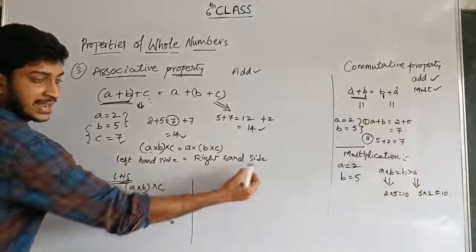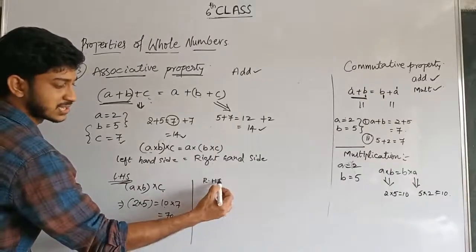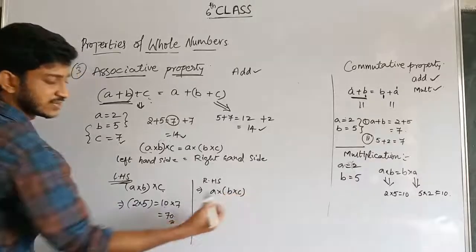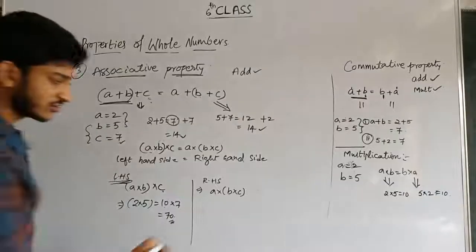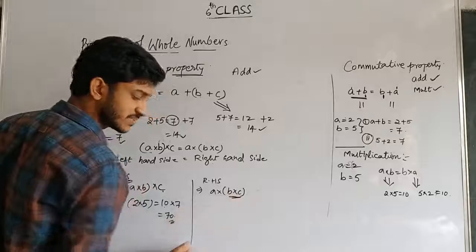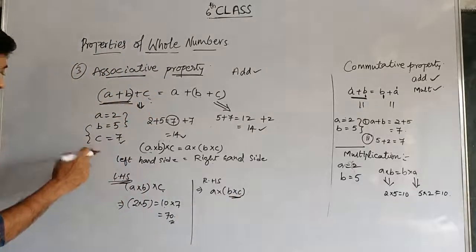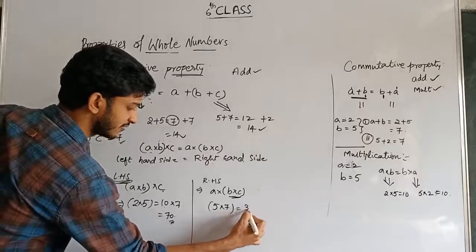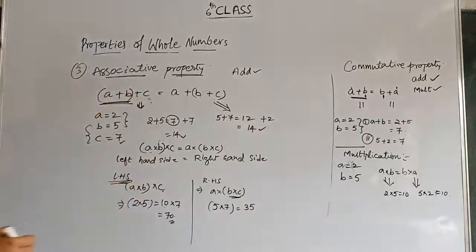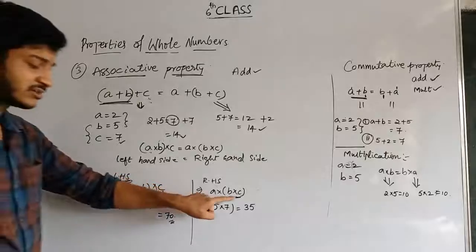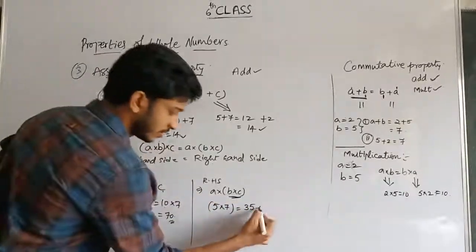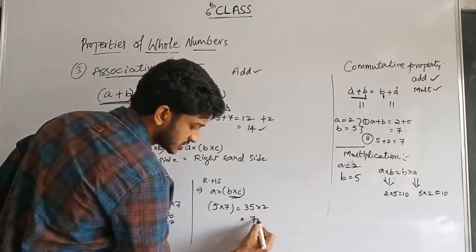Now I am taking the right hand side, means RHS. On the RHS I have a into b into c. In this case I have to first multiply these two numbers, b and c. Here b and c values are 5 into 7. So 5 into 7 equal to 35, and then multiply the product of these two terms with a. So a is 2 here. 35 into 2 is equal to 70.